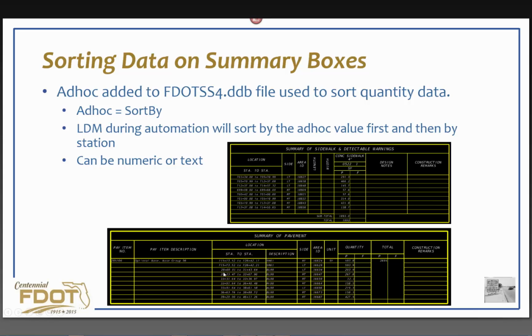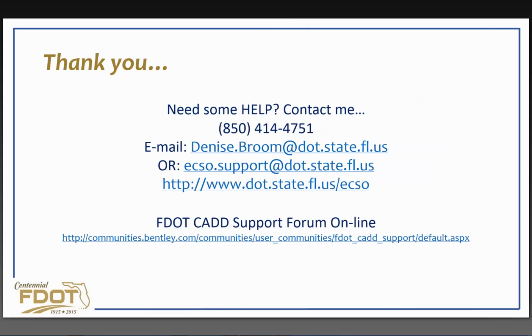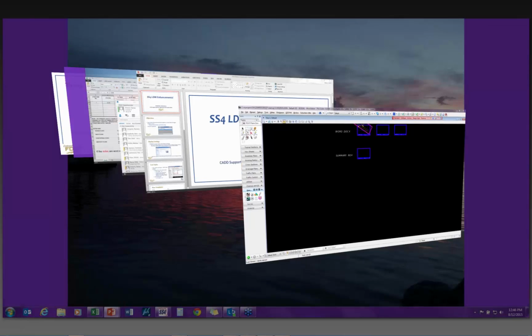So I can go in, and whether I use a text or a number, it just depends on the type of data that I have and how I want it to sort and come out onto my plan sheet. It depends on which direction, whether I want to use numbers or text in order to get that to come into my boxes right. Okay. I'm going to go ahead and go back into MicroStation and switch files.